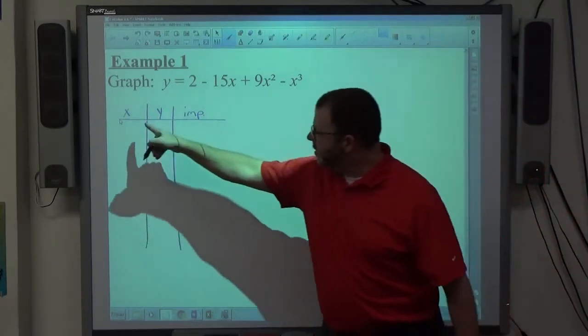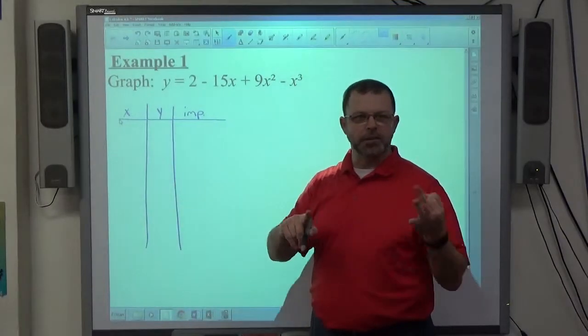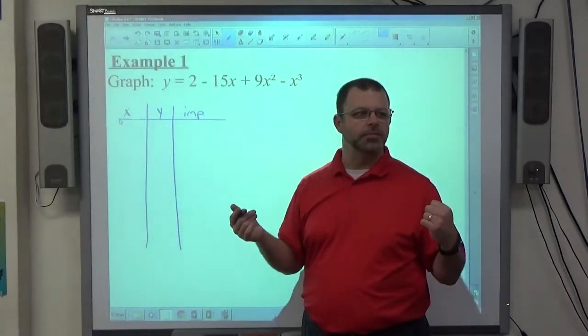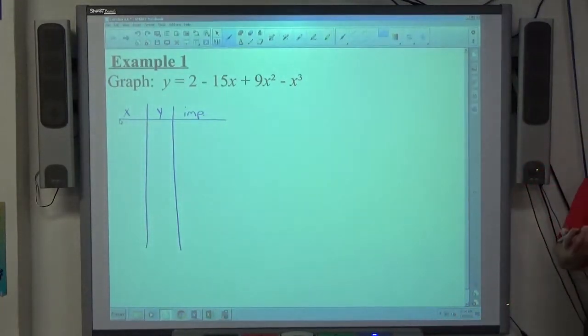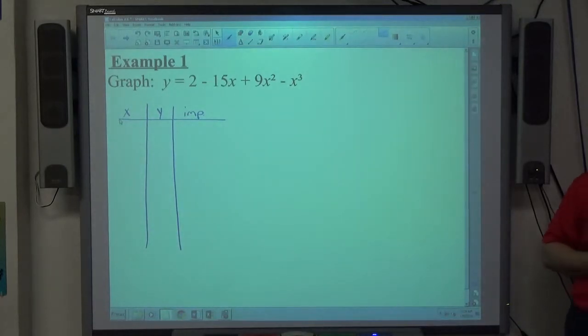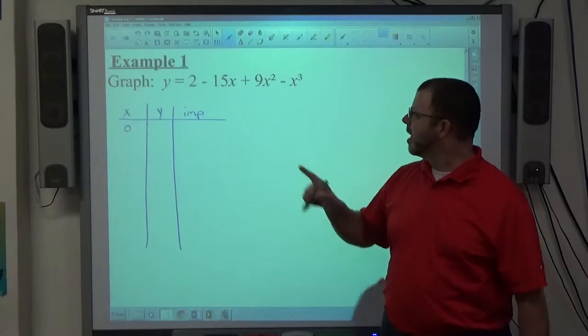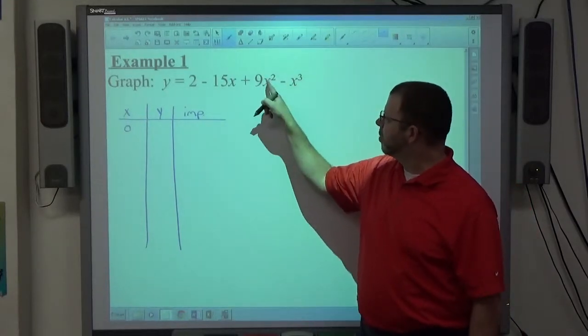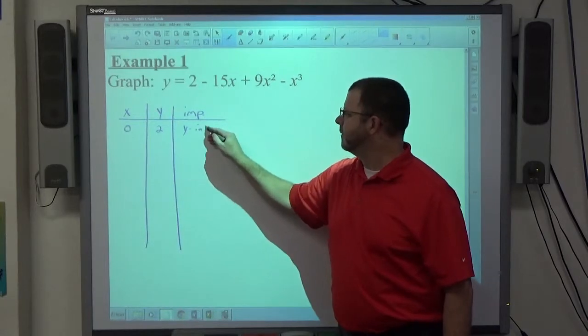X and y are the coordinates of the points. Important would be maximum, minimum, inflection point, intercept, that kind of stuff. For me personally, intercepts would be something I can find if I need some extra points. Y-intercept's easy. X equals 0. If I let x equal 0, 0 plus 0 plus 0 plus 2 is 2. That's the y-intercept.